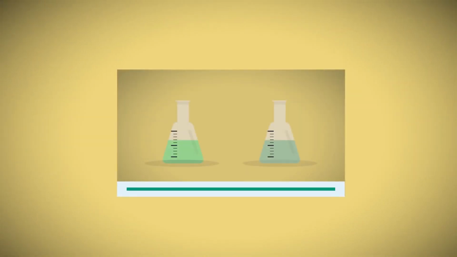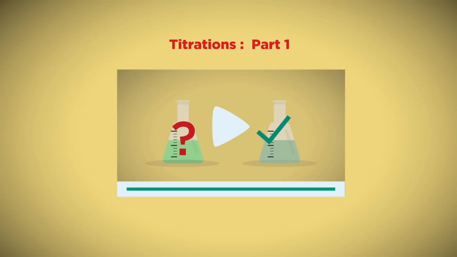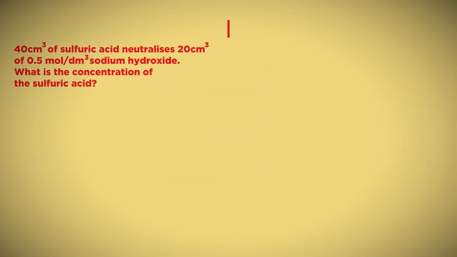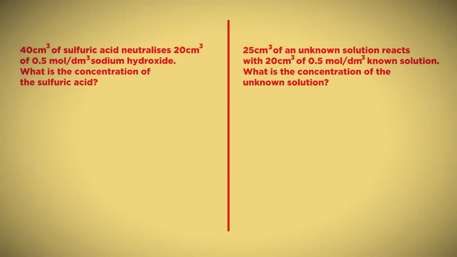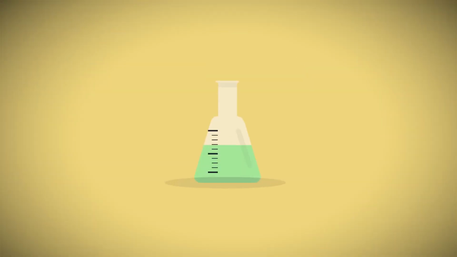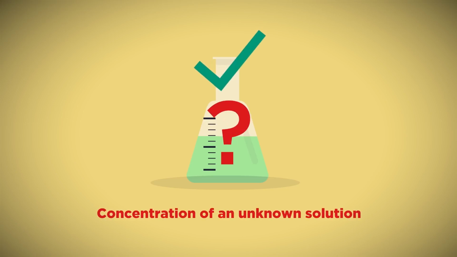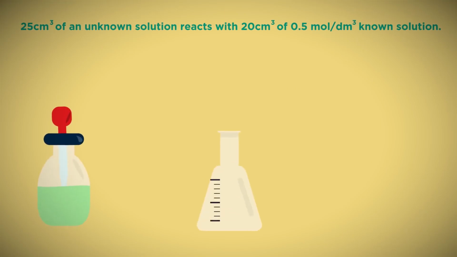You should already know how to carry out titrations, but if you've forgotten, watch part 1 again and refresh your memory. In part 2, we will see how to do titration calculations. We will look at 2 different examples together, and then one for you to try out yourself. These calculations enable us to work out the actual concentration of an unknown solution. So let's look at an example.